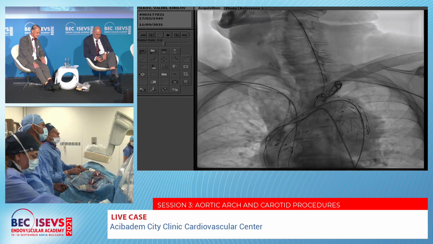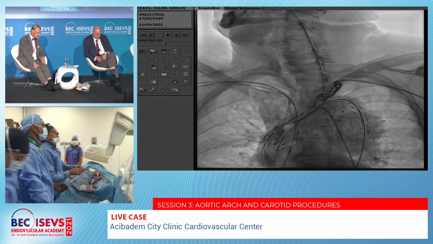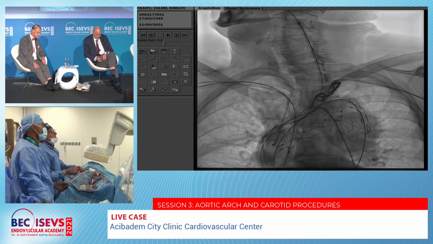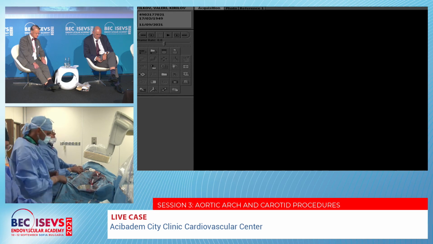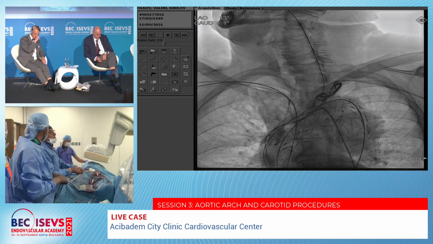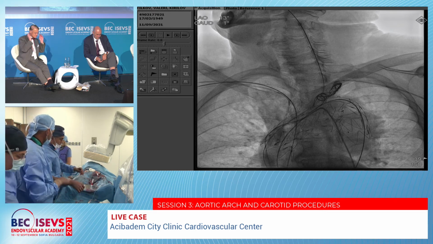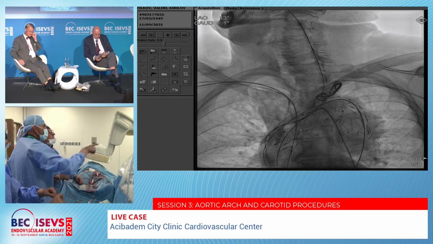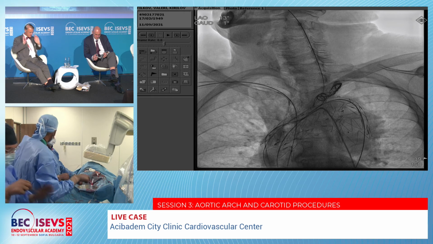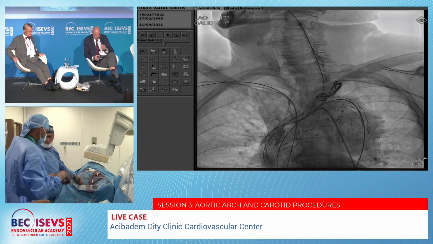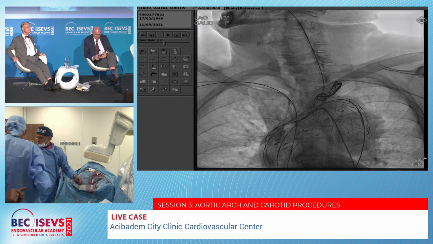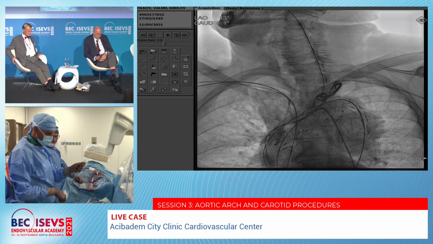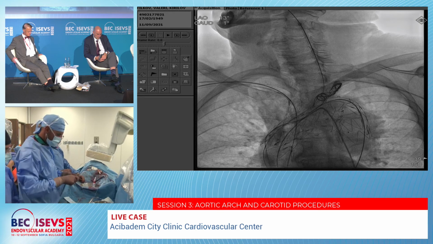We see that it started to compact. A new coil is coming. Okay, so we are going to put one more. And most probably we are going to push finally down with a pigtail in order to be really on the orifice of the subclavian artery.